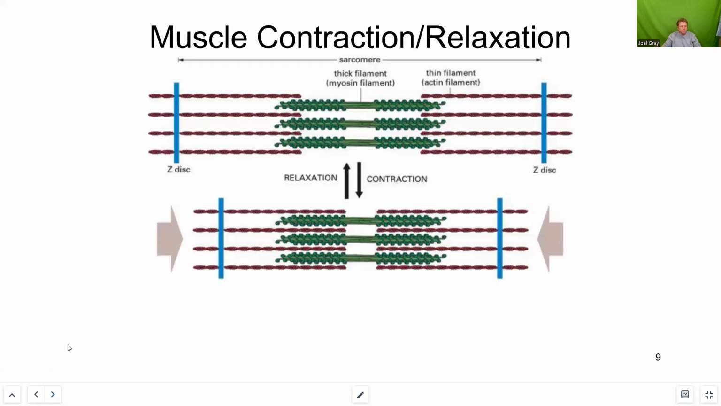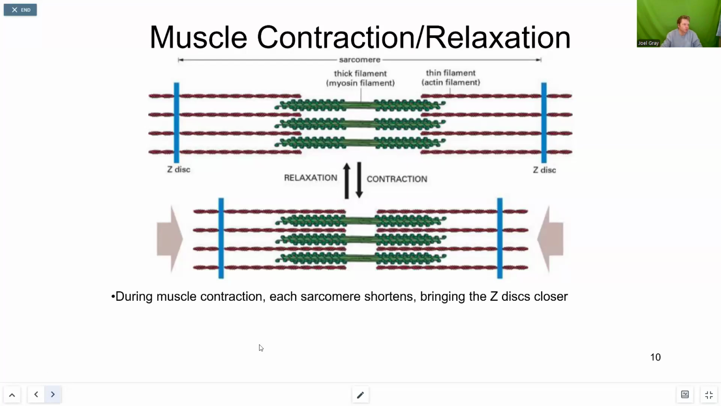Now, here's another depiction of what that looks like. So in relaxation the Z disks migrate away, in contraction they get closer. And that's all because of that ATP hydrolysis. During muscle contraction, each sarcomere is going to get more narrow, or shorten, bringing those Z disks closer together. Visually, there's no change in the width of the A band.